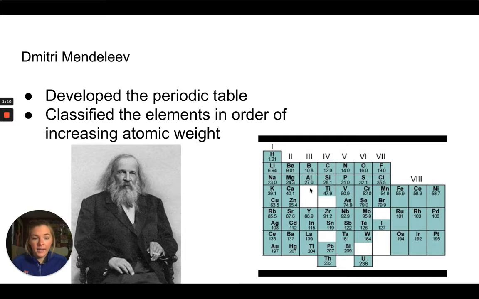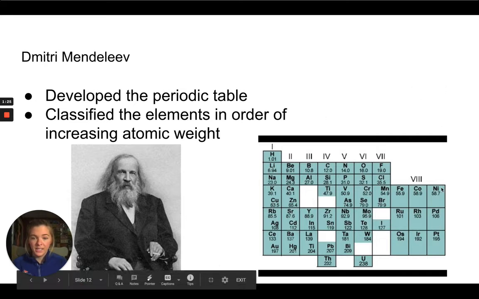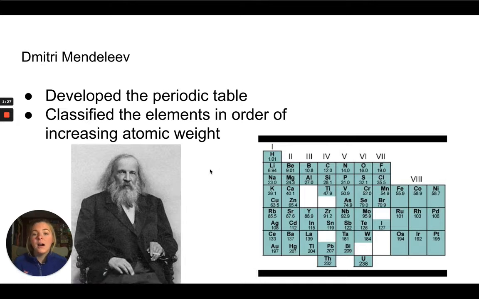Notice there's some blanks in there. Those blanks, he knew something had to fit in there. He knew something came between calcium and titanium, but we didn't know what yet. What's crazy is as those things were discovered, they fit perfectly on the periodic table according to his little theory he came up with by classifying them in order of increasing atomic weight.